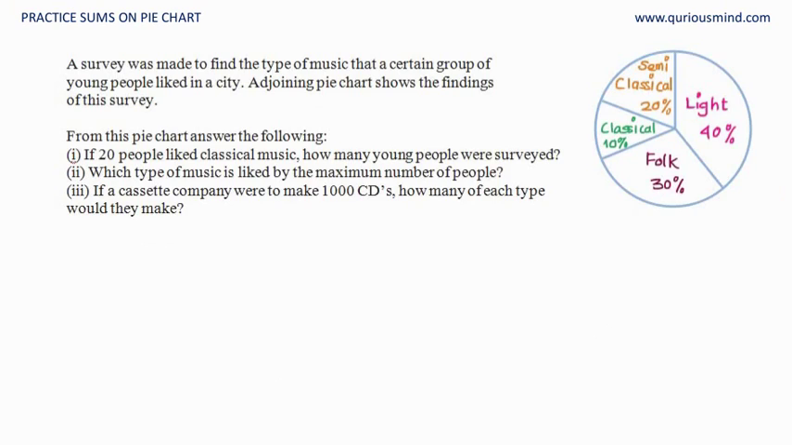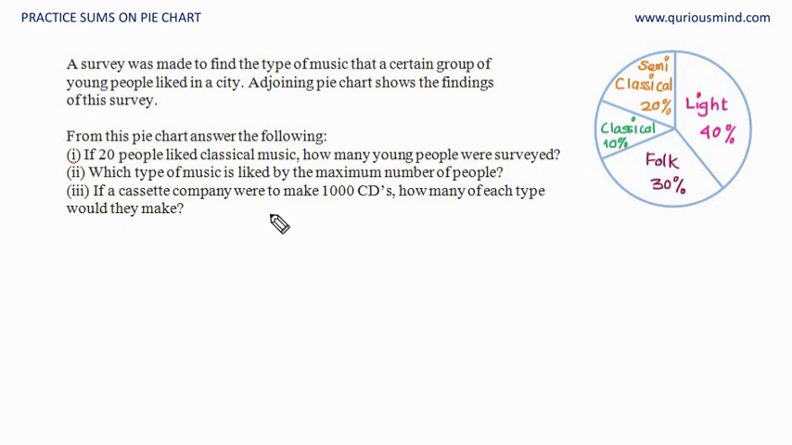A survey was made to find the type of music that a certain group of young people liked in the city. The adjoining pie chart shows the findings of this survey. From this pie chart, answer the following questions. If 20 people liked classical music, how many young people were surveyed?